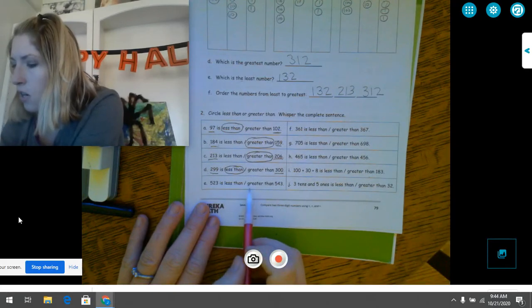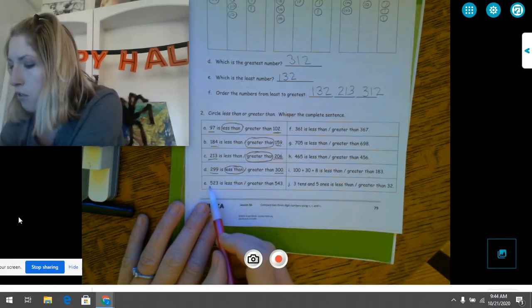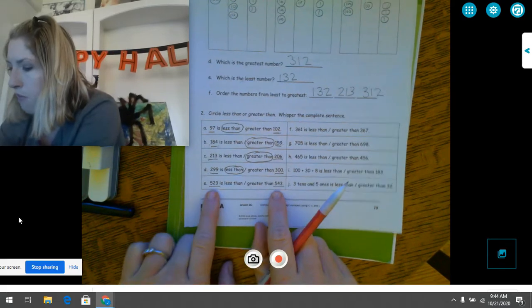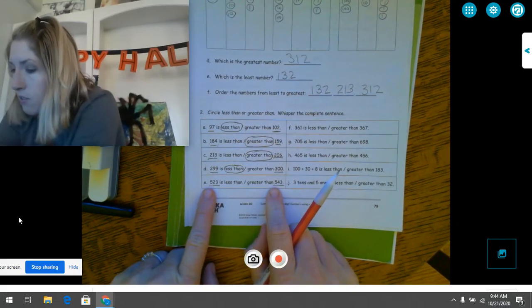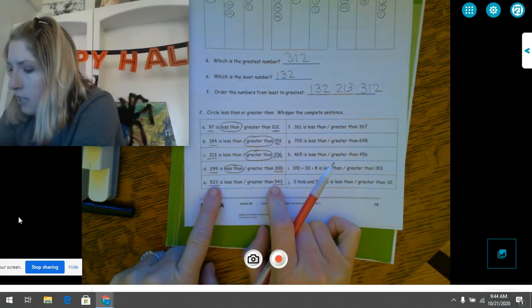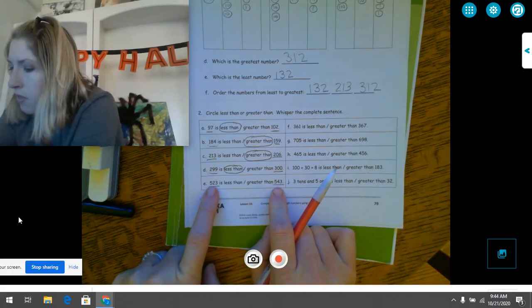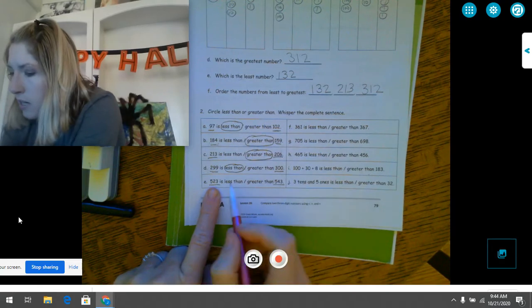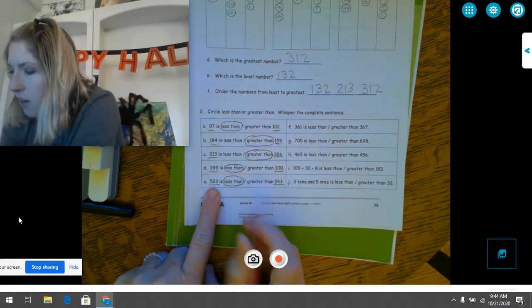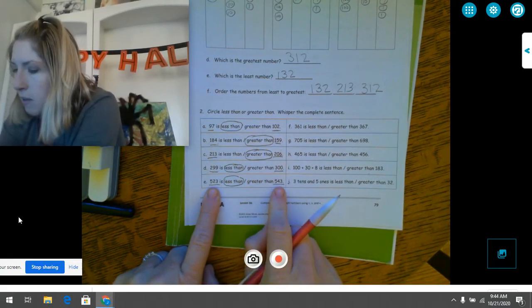523 is less than or greater than 543? So let's look at our two numbers. They both have a 5 in the hundreds place, so we can't decide yet. Look at the tens place. This one has a 2 and this one has a 4. So 523 is going to be less than 543 because 4 tens is bigger than 2 tens.